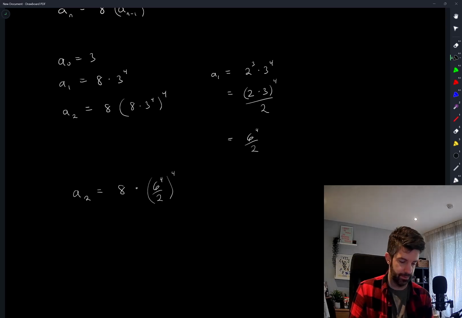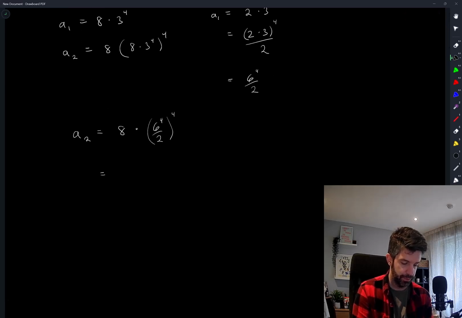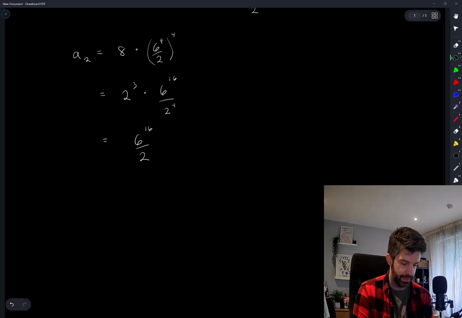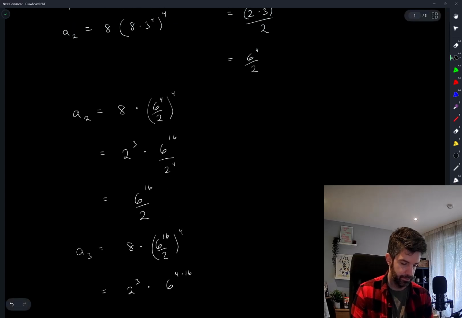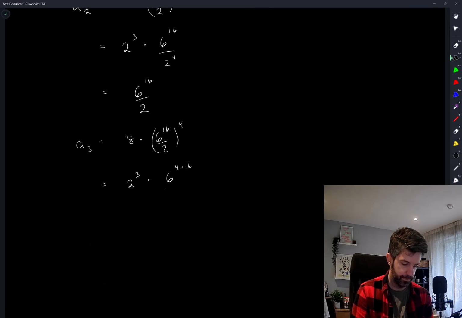I mean, based on looking at the answers, why don't we try and simplify this then? This is equal to 2 to the 3 times 6 to the 16 divided by 2 to the 4, which is 6 to the 16 over 2. And then a3 is 8 times 6 to the 16 over 2 all to the 4. So that's, again, 2 to the 3 times 6 to the power of 4 times 16, divided by 2. 6 to the 4 times 16 over 2.